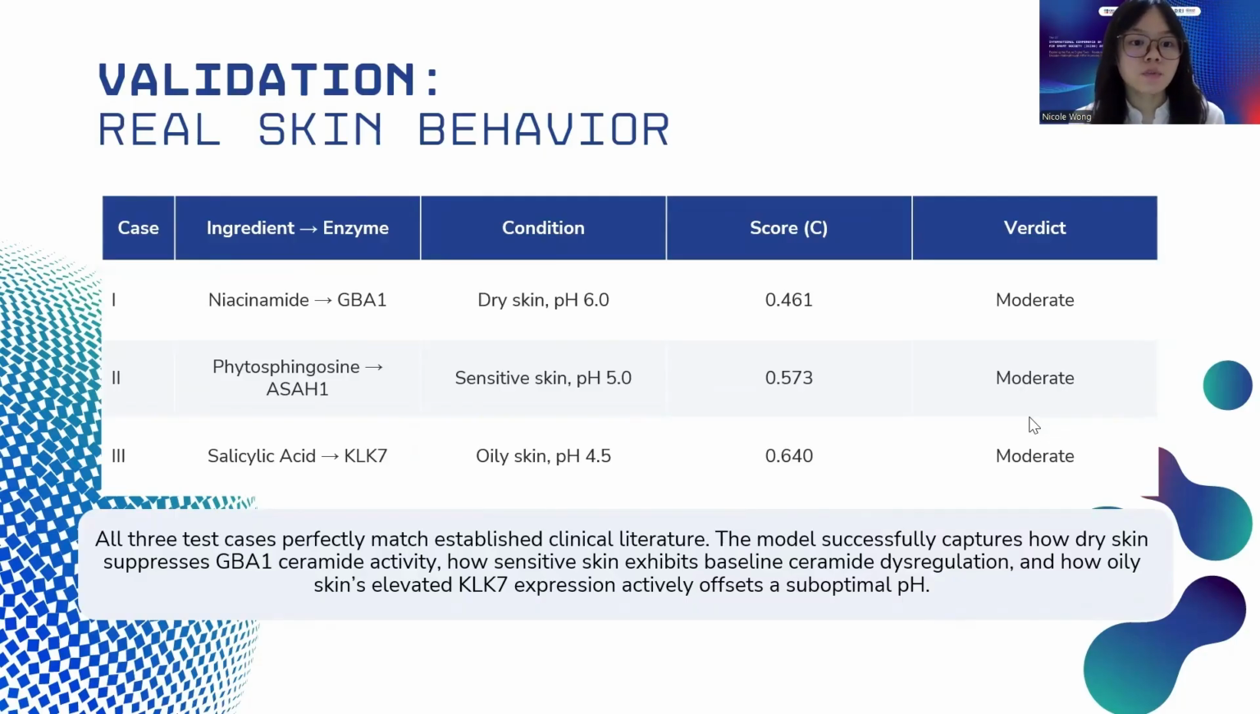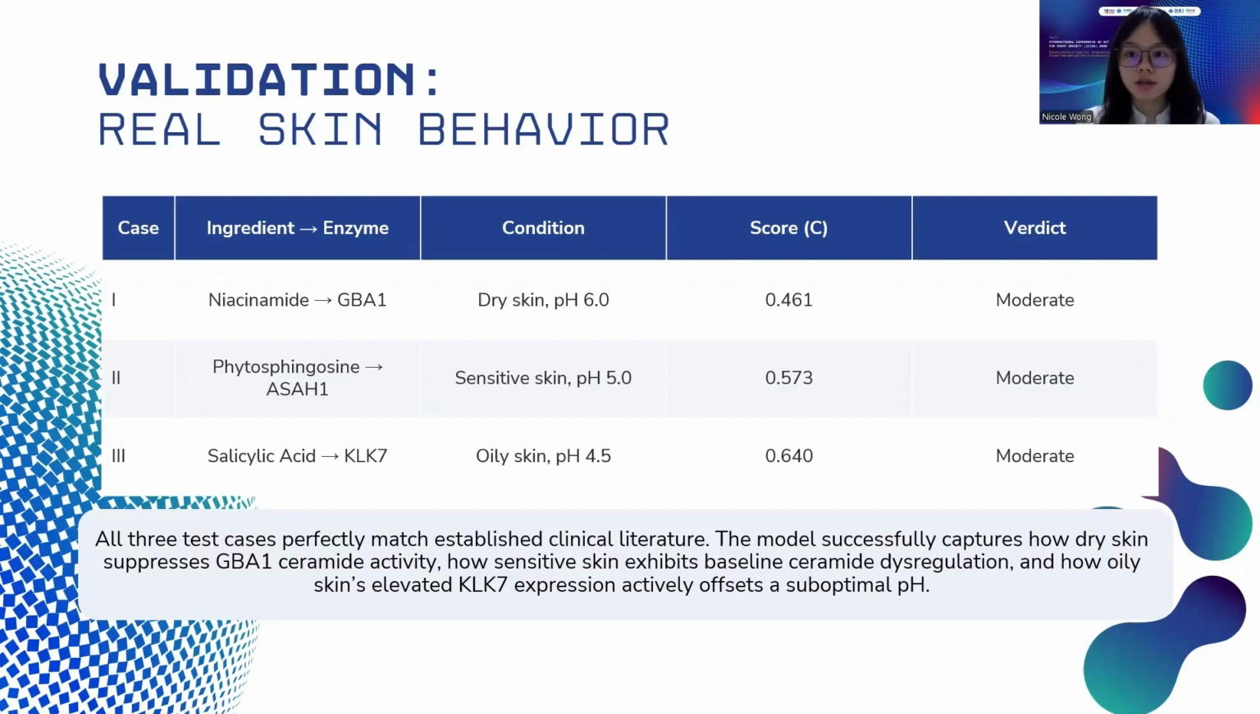Second, phytosphingosine targeting ASAH1 on sensitive skin. This score 0.573, also moderate, which lines up with the well-known ceramide imbalance seen in sensitive skin. Third, salicylic acid on oily skin at pH 4.5. This one's interesting because two things are working against each other here.